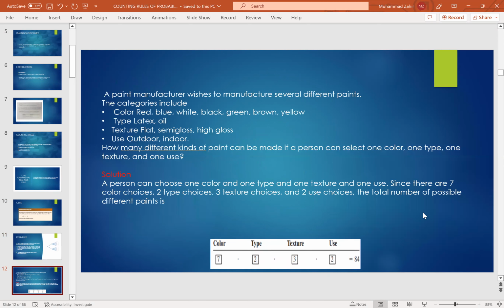A paint manufacturer wishes to manufacture several different paints. The categories include color: red, blue, white, black, green, brown, yellow. Type is latex or oil, texture is flat, semi-gloss or high gloss, and use is outdoor or indoor. How many different kinds of paint can be made if a person can select only one color, one type, one texture, and one use? So the solution: the person can choose one color, one type, one texture, and one use. Since there are 7 color choices, 2 type choices, 3 texture choices, and 2 use choices, when we multiply all of them, the total number of possibilities is 84.